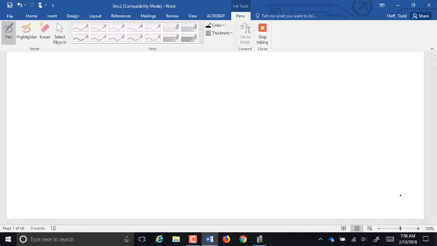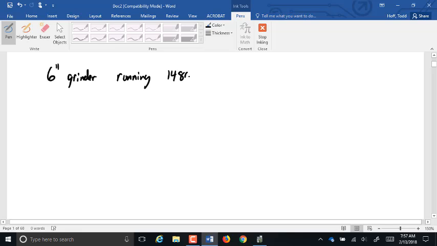Okay, so I want to do some various examples out of this packet for you. So what we're going to do now is, let's say we have a 6-inch grinder. I'm just doing various examples. They're not necessarily out of the packet. A 6-inch grinder running at 1480 RPM. Find the cutting speed.